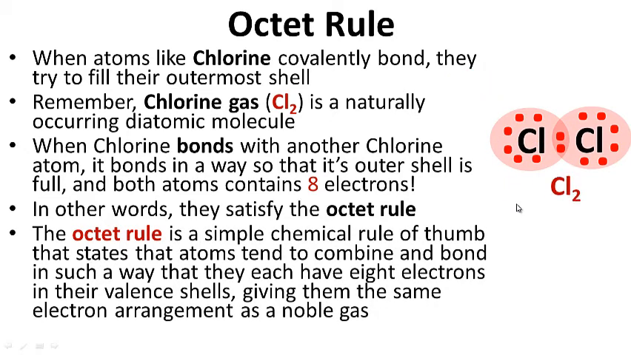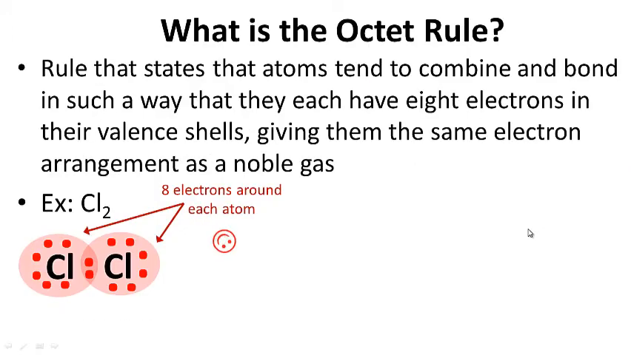So the octet rule is a simple chemical rule of thumb that states that atoms tend to combine and bond in such a way that they each have 8 electrons in their valence shells, giving them the same electron arrangement as a noble gas. So notice they bonded in a way so that they now have 8 electrons and they're happy. They meet the octet rule. So for your notes, what is the octet rule? Question on the left-hand side, answer goes on the right-hand side. Go ahead and pause this while you write. I'm going to move on.